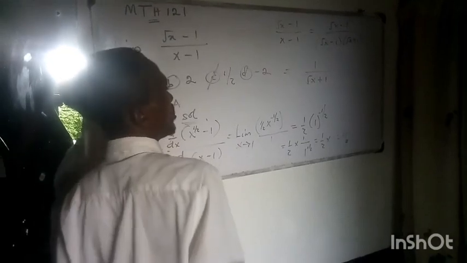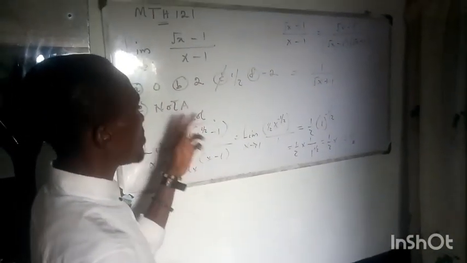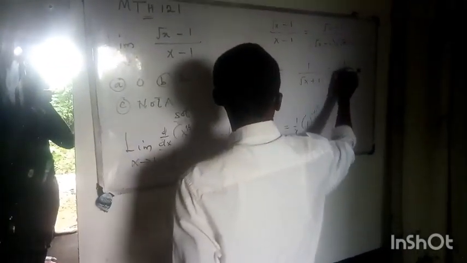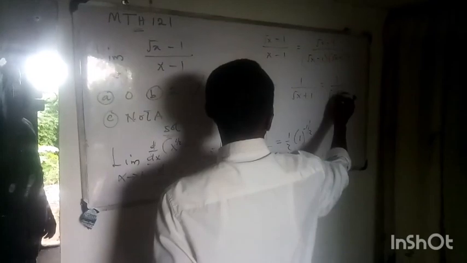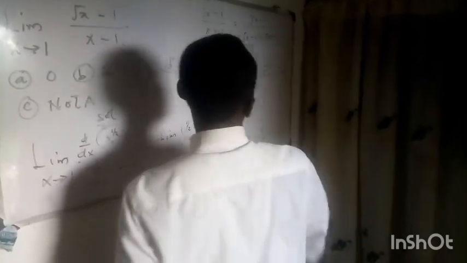And now let's see if direct substitution is going to work. Let's substitute 1, as x tends to 1. So this is 1 over the square root of 1 plus 1. The square root of 1 is always 1, and 1 plus 1 is 2. So we still have our half.